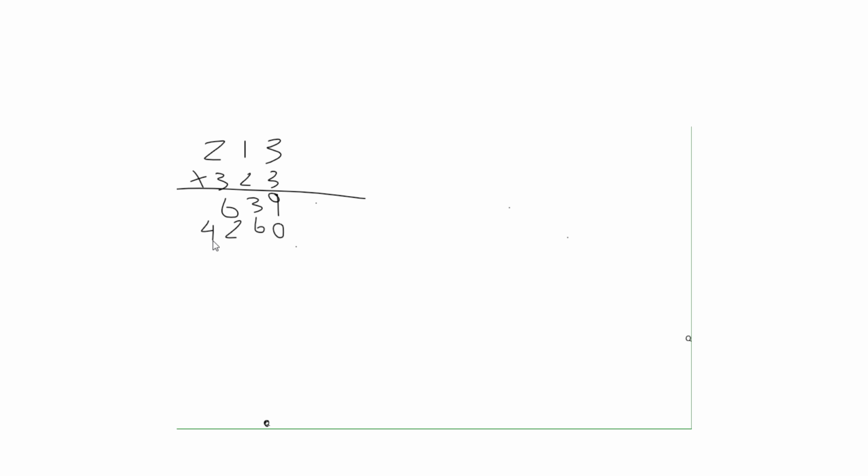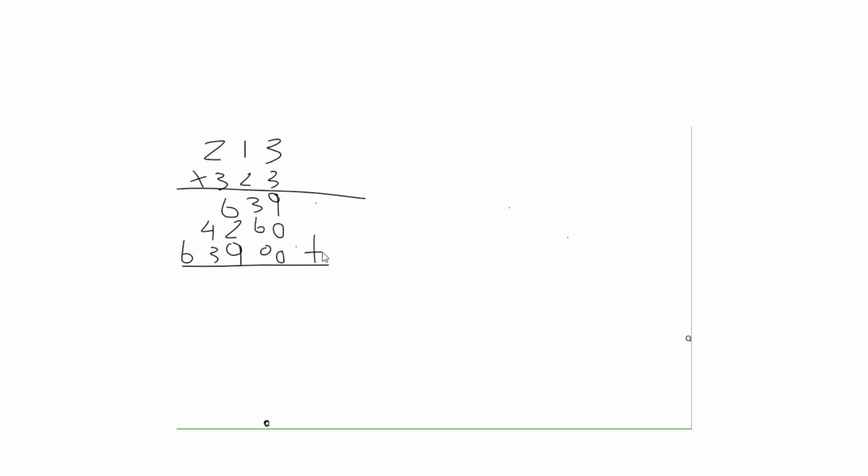Now we're gonna go to the hundreds column. Gonna have a placeholder for the ones column, a placeholder for the tens column. Then gonna have 3 times 3 is 9, and 3 times 1 is 3, and 3 times 2 is 6. And that's it for that part. What we're gonna do now is add.